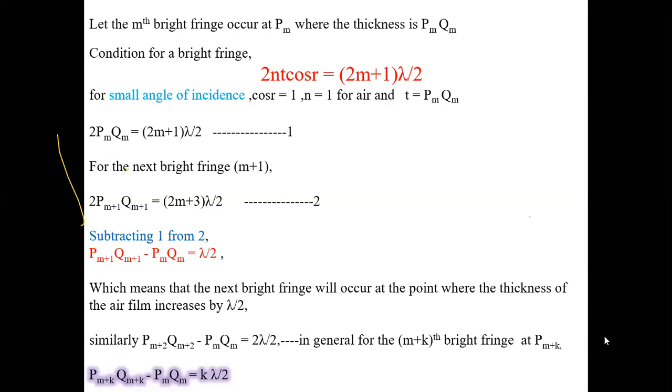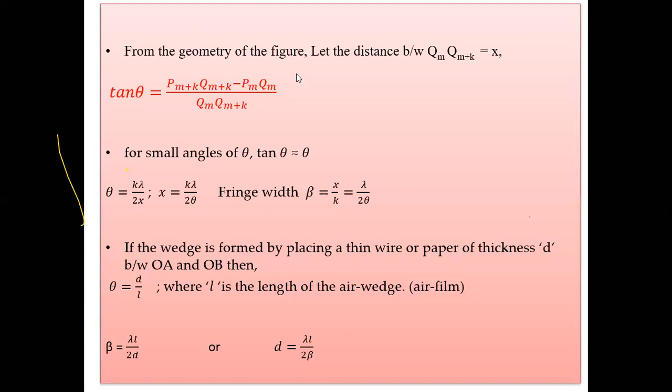All right. Now from the general expression for the kth bright fringe, let's try to obtain an expression for fringe width beta. So from the geometry, our geometry is nothing but two optically flat inclined glass plates. The angle of inclination between those two glass plates was theta. So I apply tan theta.